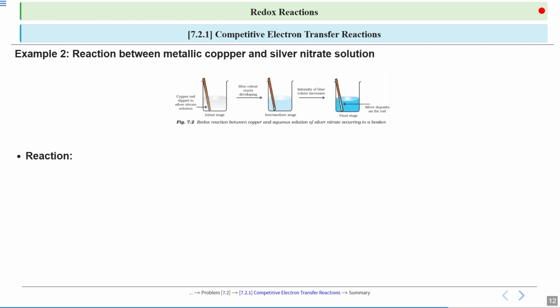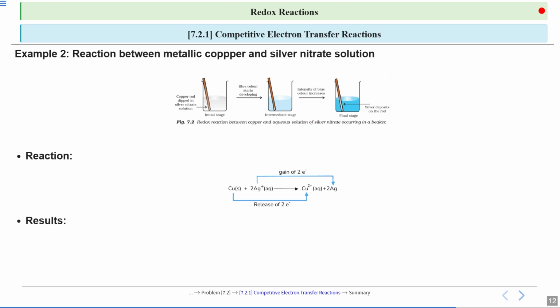So the reaction that has taken place in this beaker is Cu + 2Ag+ gives Cu2+ + 2Ag. That means the copper which was present as the reactant has now been converted to Cu2+ by the loss of 2 electrons, while the Ag+ has gained these electrons and made 2Ag. So what can we understand here?